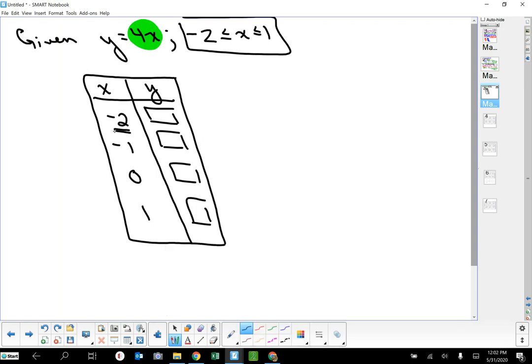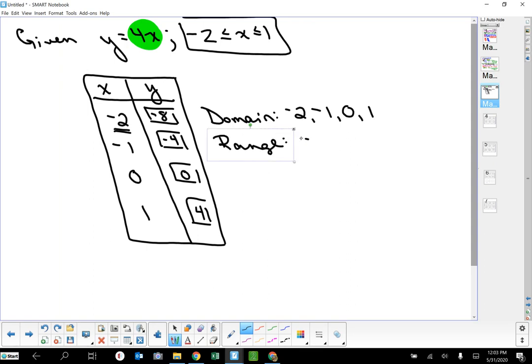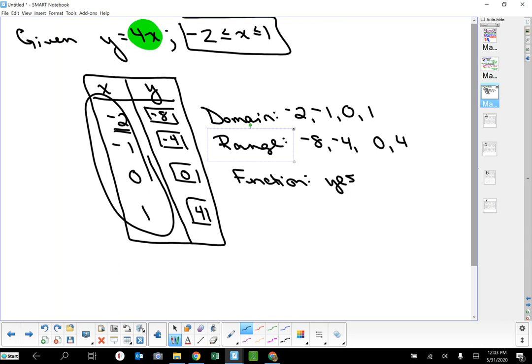So if I put a -2 in for x, 4 times -2 is -8. Then I put -1 in, so 4 times -1 is -4. Put 0 in, you always get 0. Put a 1 in, I get a 4. So now my domain is going to be -2, -1, 0, and 1. My range is going to be -8, -4, 0, and 4. Is it a function? Yes, it is, because in these values, there is no duplication.